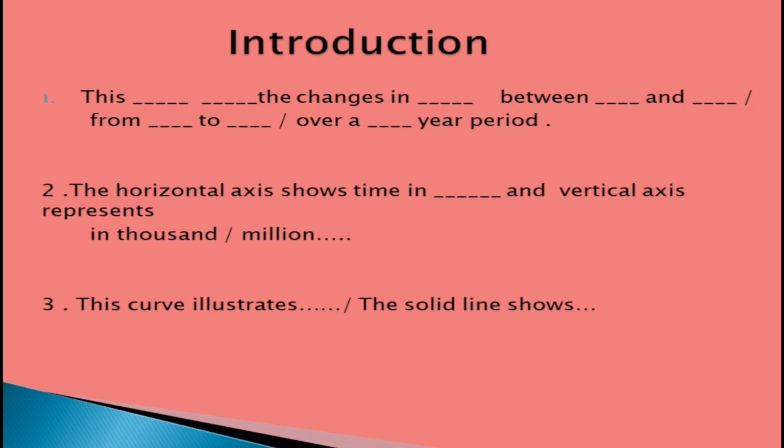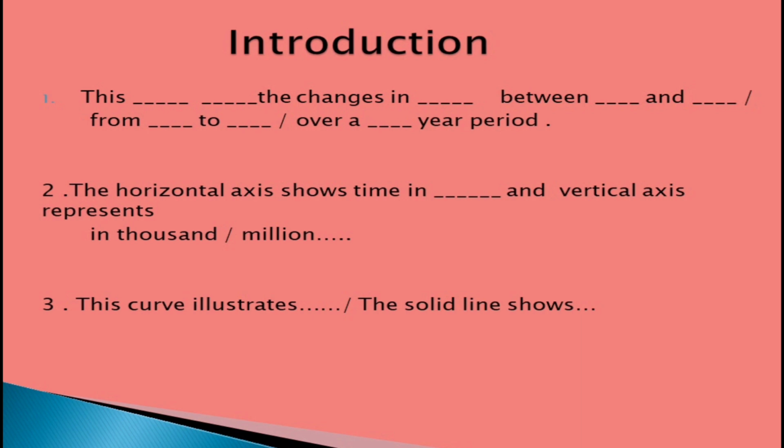First one: this graph or this chart, pie chart, line chart, bar chart, column, anything, shows the changes in the year between dash and dash. Or you can write from this year to this year, or you also can mention only the years like over 10 years, 5 years or anything, a year period.